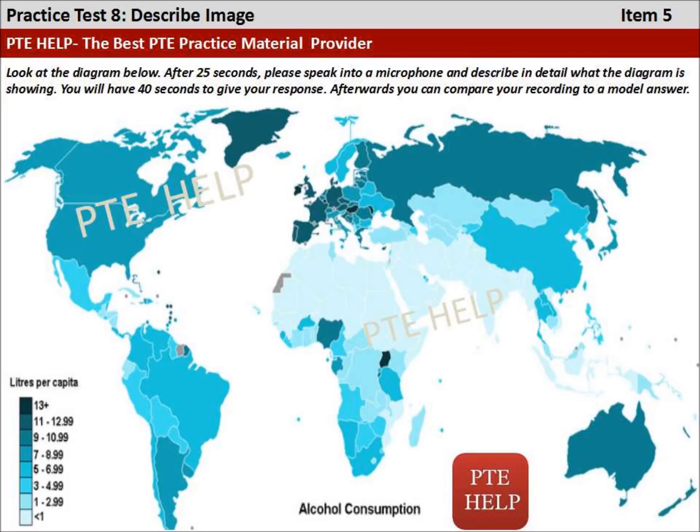This world map depicts the consumption of alcohol in various nations. At first glance, it has been observed that the maximum amount of alcohol is consumed in UK and Greenland, with more than 13 liters per capita. Alcohol is least consumed in India and Pakistan surprisingly, whereas it is moderately consumed in Canada and South America.